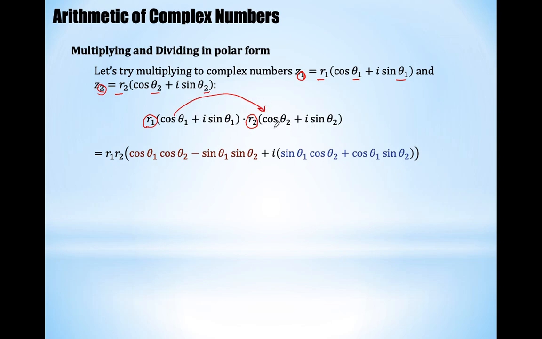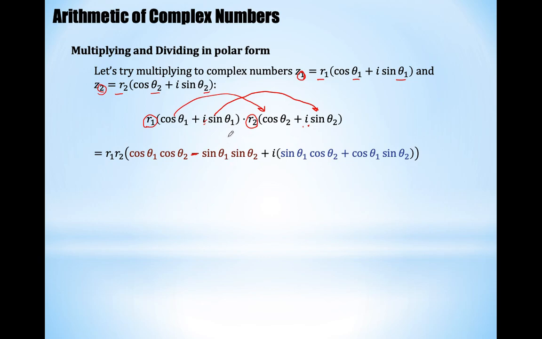Cosine 1 times cosine 2. And then look what happens here. I sine theta 1 times I sine theta 2. What happened to the i's? Positive I times positive I is positive I squared, which is -1. There it is.